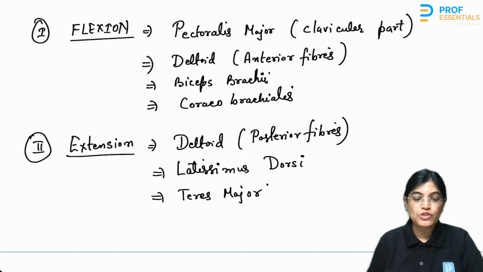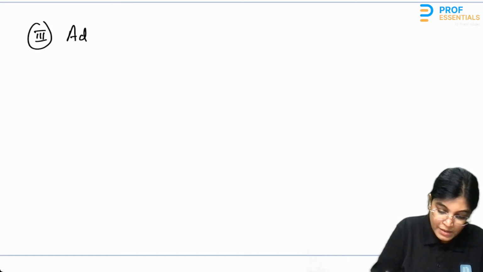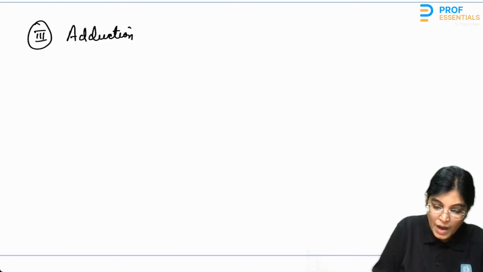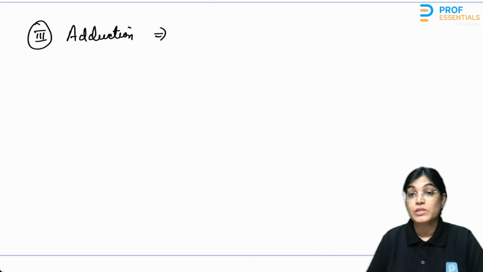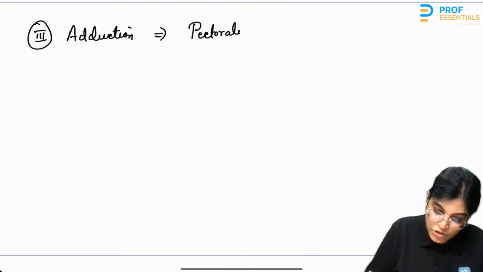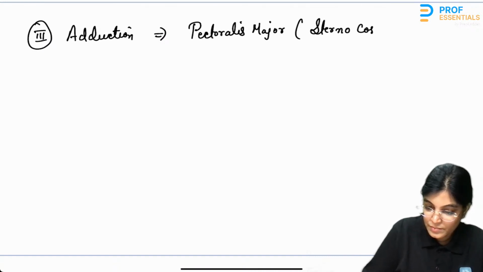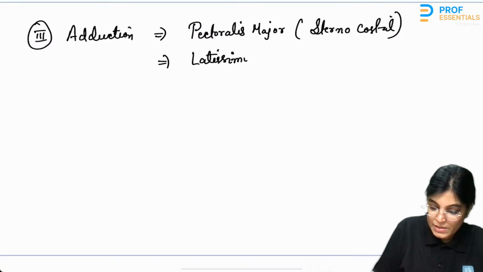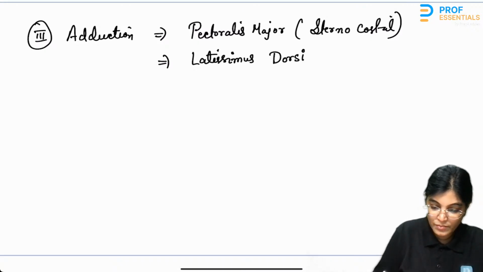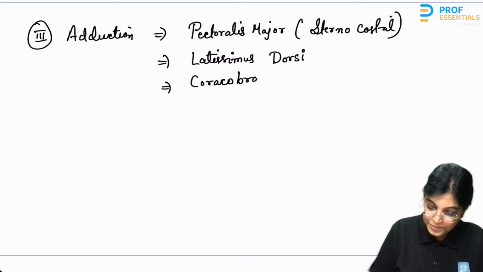Now we will talk about adduction and abduction. Let's talk about the third movement, adduction. Adduction of the arm or shoulder is done by the pectoralis major sternocostal fibers and latissimus dorsi. They are the prime adductors of the shoulder joint: pectoralis major sternocostal fibers and latissimus dorsi muscle. Other accessory muscles include the coracobrachialis muscle.